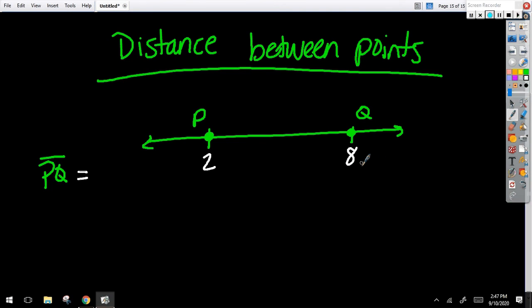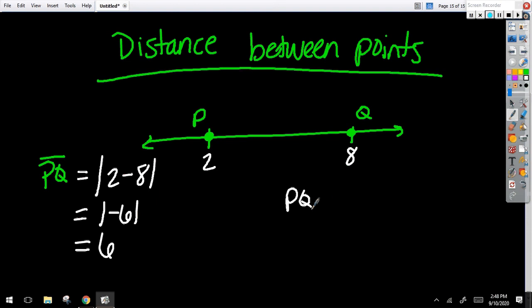And the answer is, as long as your absolute value, which makes everything positive, because remember distance is not negative, then it does not matter. And so my distance here is 6 regardless. Okay, so I have absolute value of 6, which is still just 6, okay?